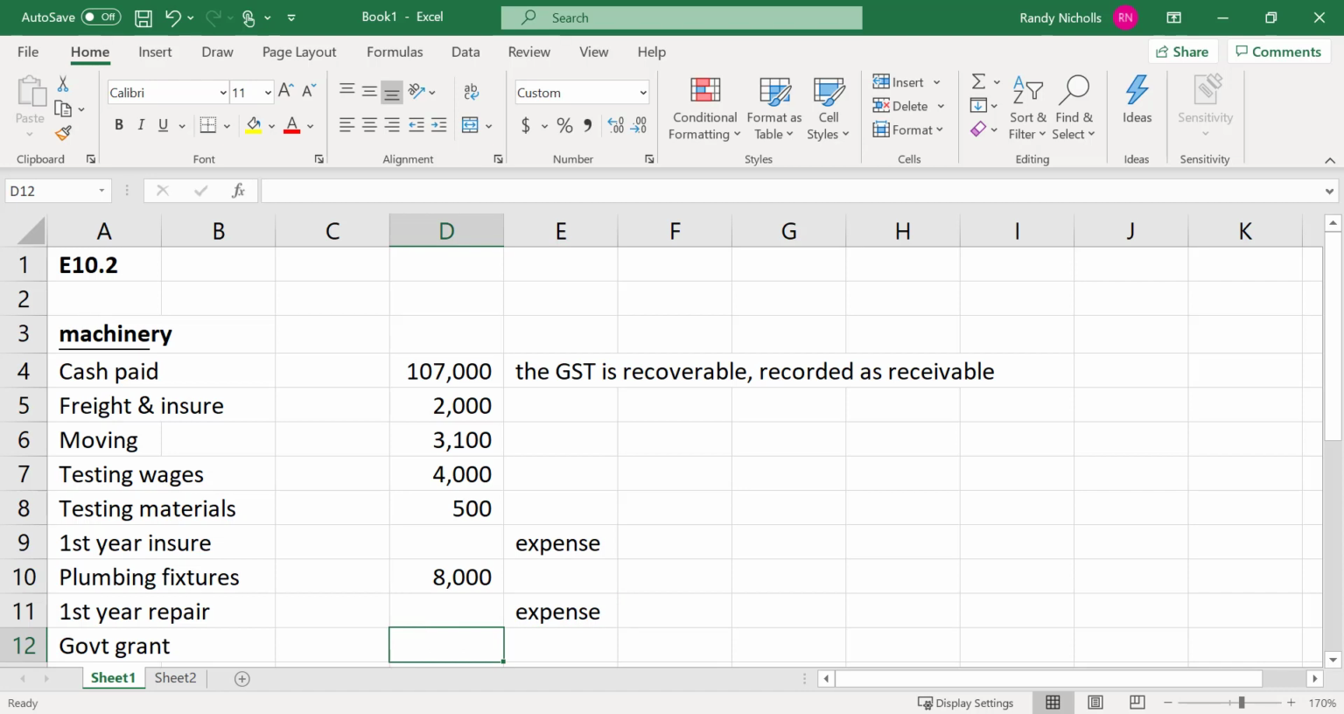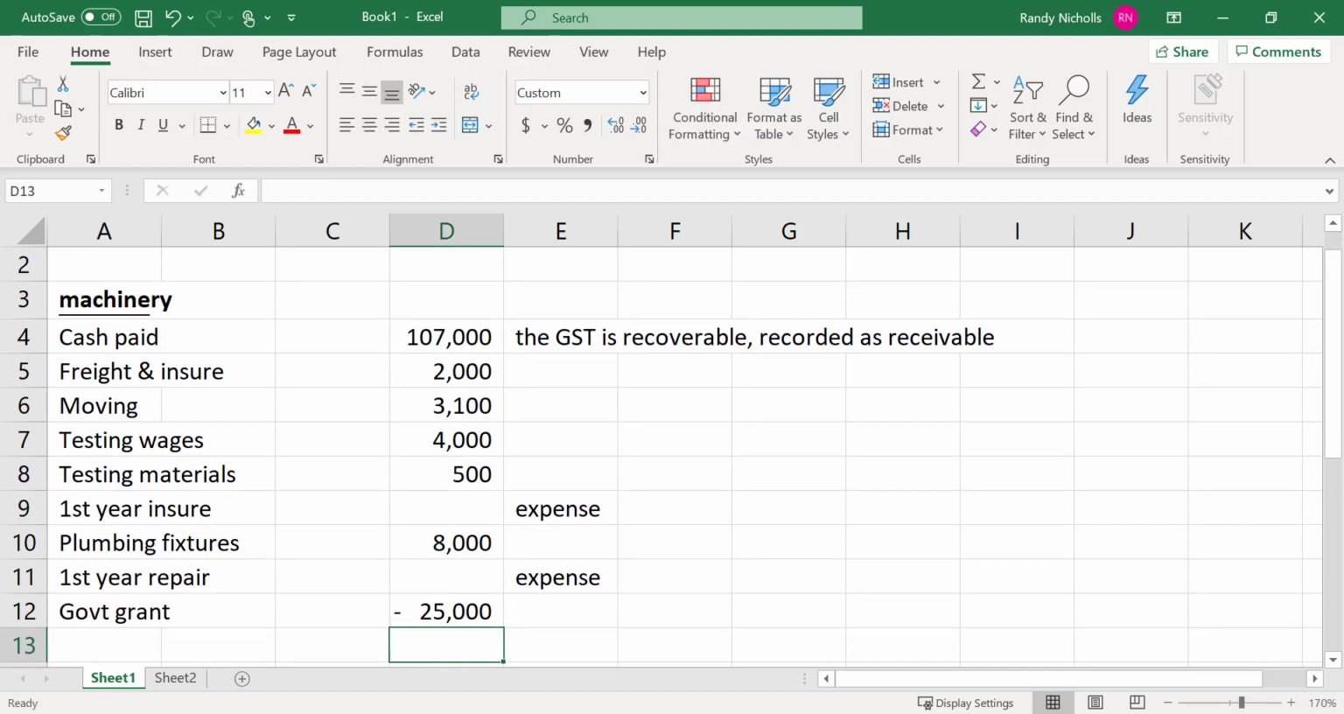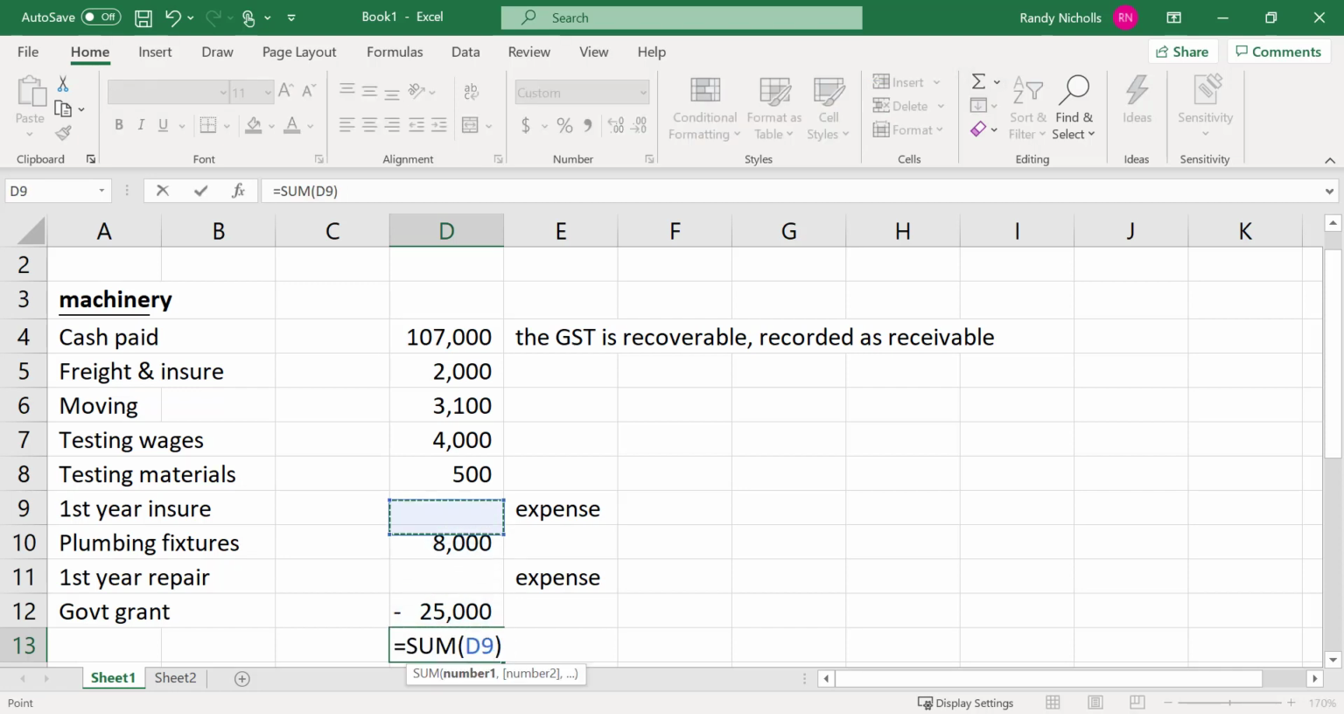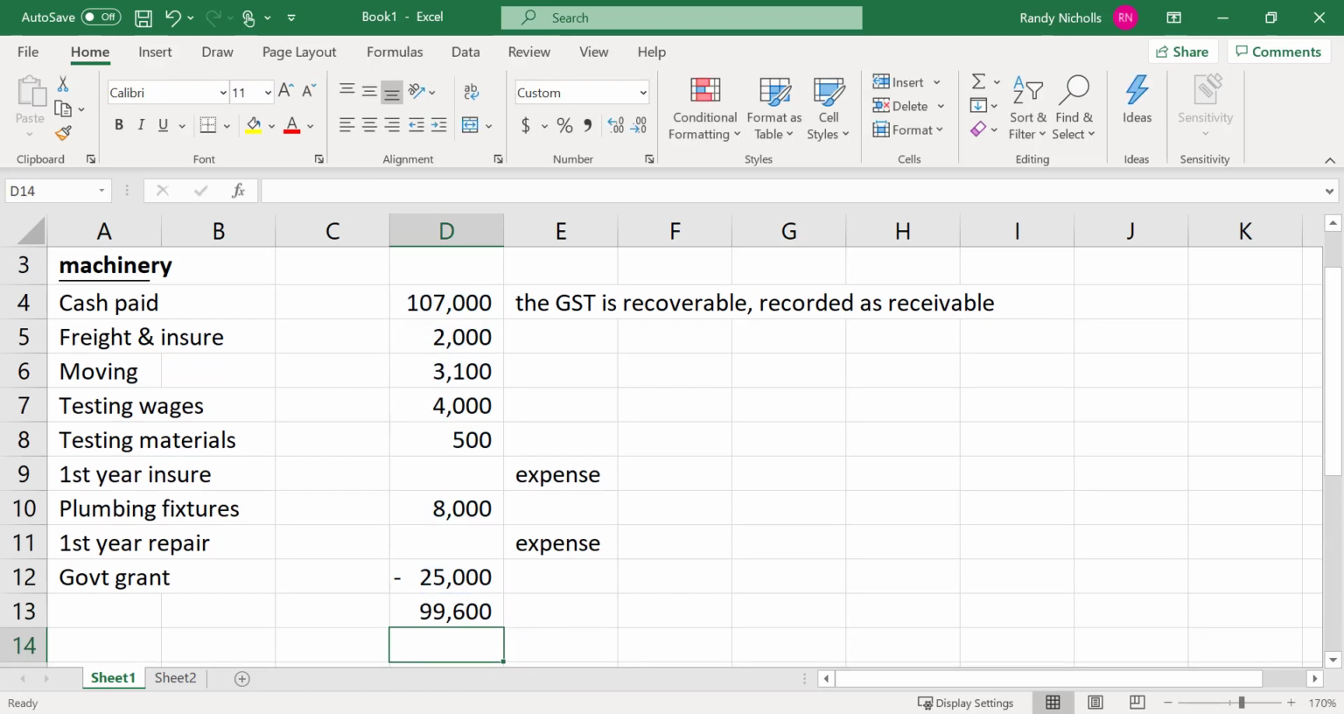And in the government grant, although they don't give us an accounting policy here, I don't believe, the assumption in the question is you're using cost reduction. Cost reduction is quite a common one, so it's going to come out. So what they are going to charge to their machinery account is $99,600.